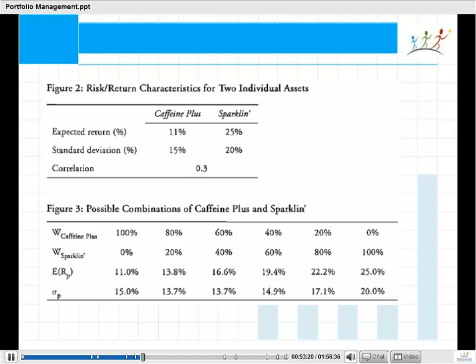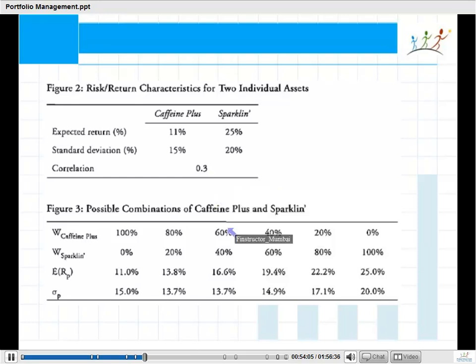Knowing this formula, let's imagine a portfolio that consists of 2 assets. There's one asset called caffeine plus and there's another asset called sparkling. Caffeine plus has an expected return of 11% and sparkling has an expected return of 25%. The standard deviation of caffeine plus is 15% and the standard deviation of sparkling is 20%. The correlation between caffeine plus and sparkling is 0.3.